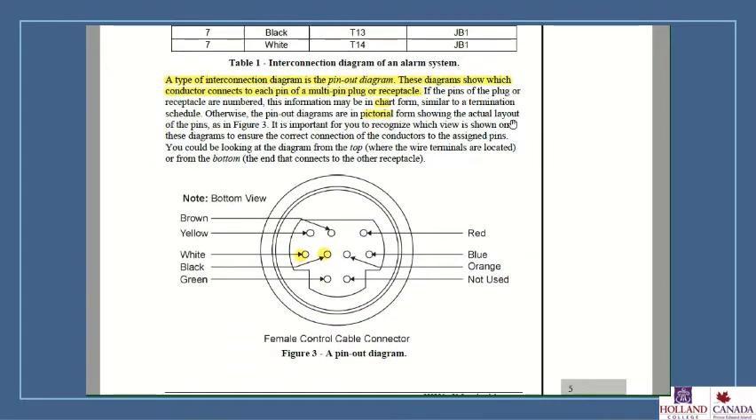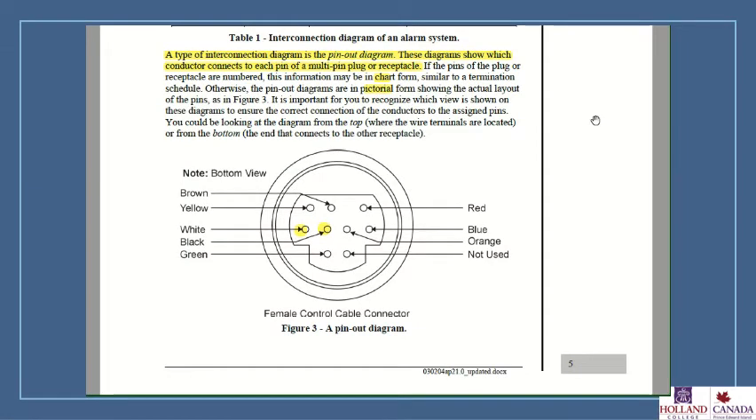A type of interconnection diagram is the pinout diagram. This diagram shows which conductor connects to each pin of a multiple pin plug or receptacle. The information may be in a chart form, similar to a termination schedule. Otherwise, the pinout diagrams are in pictorial form, and they may be from a top view or from a bottom view.